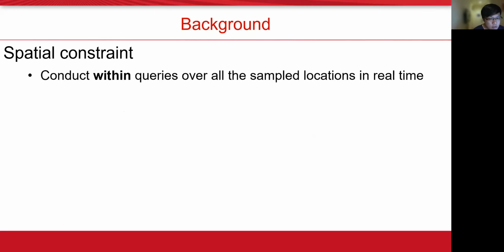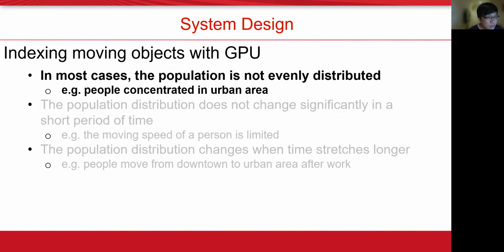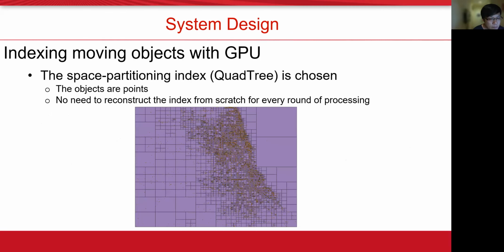To fulfill the spatial constraint, we need to conduct a within-range query over all the sampled locations in real time. First, we need to index the moving objects considering some features of the distribution of real-world human beings. In most cases, the population is not evenly distributed. As objects are not evenly distributed, tree-structured indexes like R-tree and quadtree need to be utilized to index spatial objects. And quadtree is chosen in Glint to index the moving objects as it is simple and fits GPU processing very well.